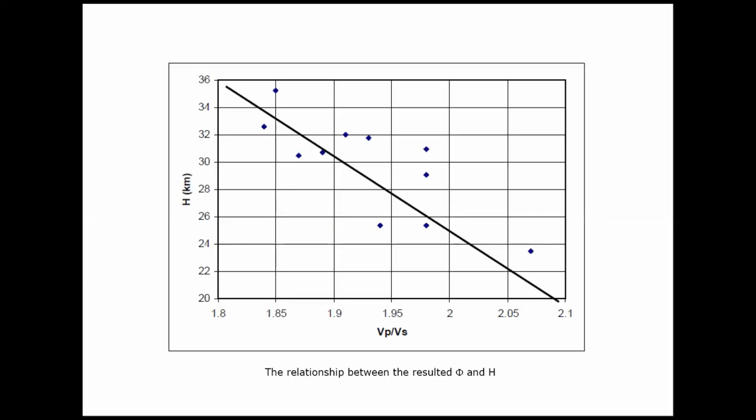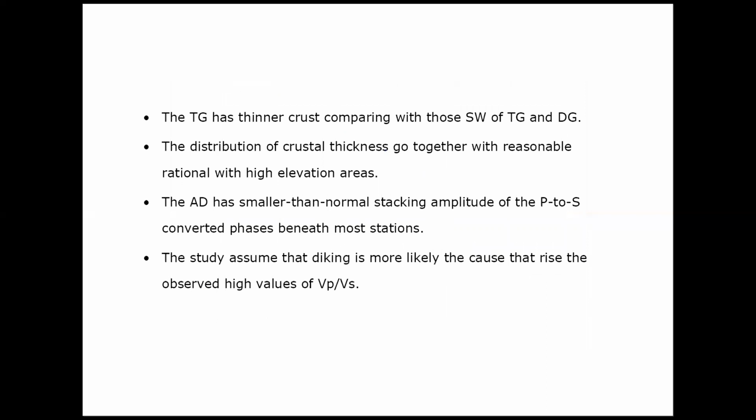This figure of the relationship between the resulting VP over VS and H shows that the thinnest crust has the largest value of VP over VS, and small values of VP over VS correspond to thicker crust. The Tindahu Graben has a thinner crust compared with the area southwest of the Tindahu Graben and the Dubi Graben. The distribution of crustal thickness goes together reasonably with high elevation areas.